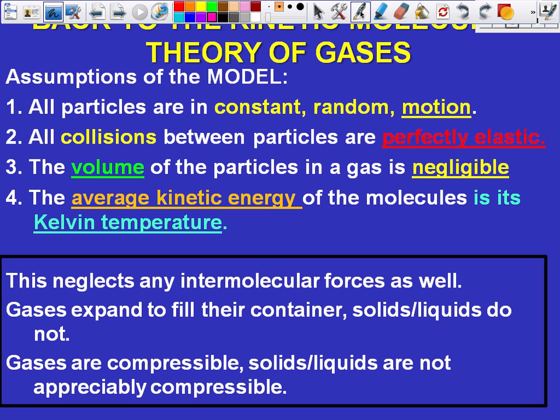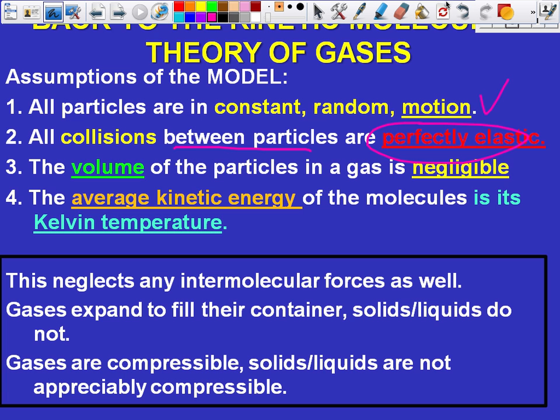All right, number one, all particles are in constant random motion. Check. That is true. We know that. All collisions between particles. Now, the one other thing that you need to understand is it's not just between the particles, it's also between the particles and the container wall. You have to keep that in mind as well. And then, this is the part that gets us in trouble. This idea that it says it's perfectly elastic.